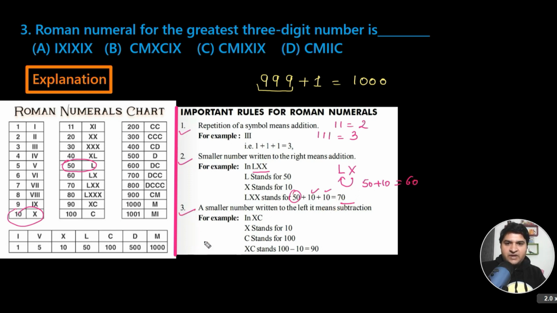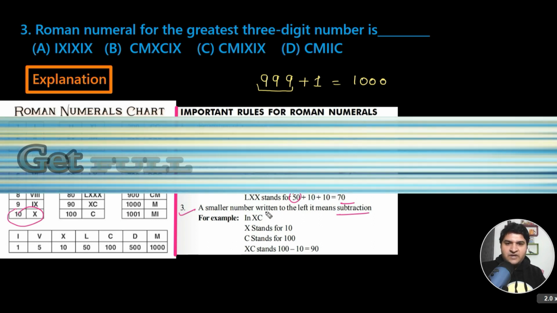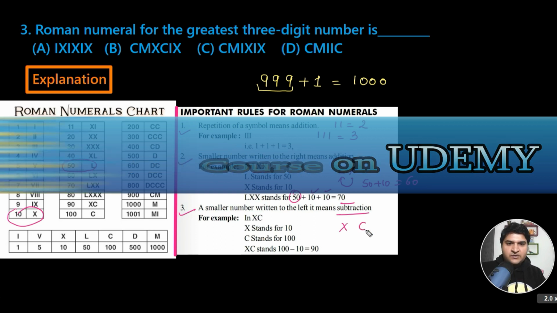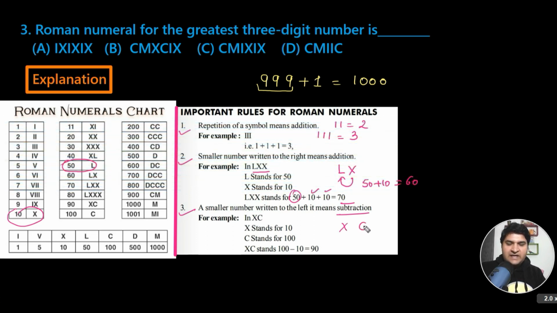And rule number 3, a smaller number written to the left means subtraction. So if we are writing any smaller number on the left hand side, which means we are going to subtract, right? So if we are writing like this, this C is definitely 100 and this is 10. So we are going to subtract this 10 from this 100. So 100 minus 10, you will get 90. So 90 will be the correct answer. This is how we have to follow these rules to solve this problem.